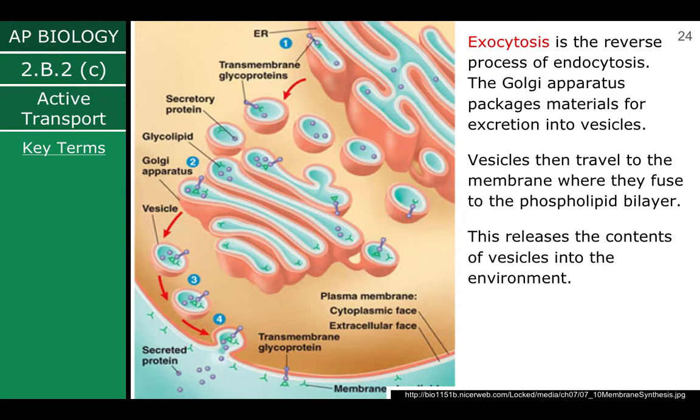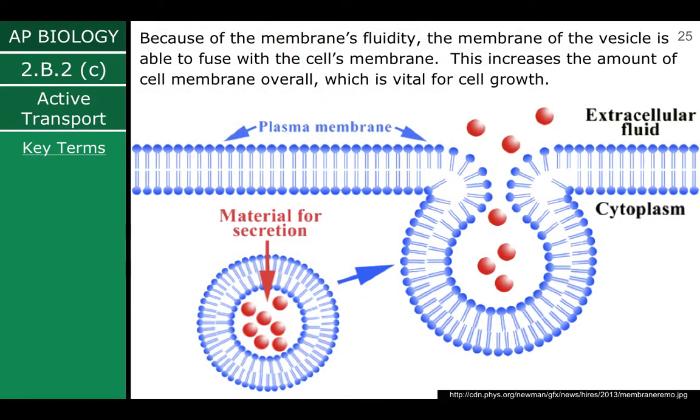Exocytosis is the opposite of endocytosis, in which things are going to exit out of the cell. What's going to happen is the Golgi apparatus is often going to package materials up into small vesicles. You can see that process occurring here. And those vesicles are going to travel to our phospholipid bilayer and release whatever the contents were out into the environment. Because of the membrane's fluidity, the membrane of the vesicle is able to fuse with the cell's membrane.